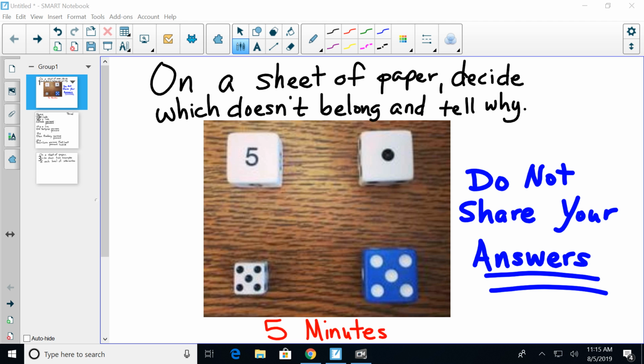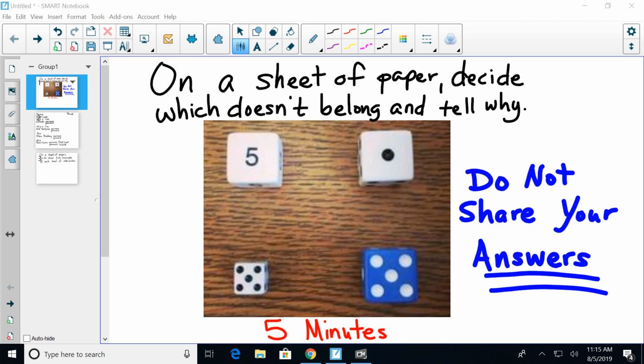Yes. What second one? You got a top, you got a bottom, you got a left, you got a right, you got to be specific. What's wrong with the top right? Okay, so he says that the top right does not belong because it represents 1 and all the rest of them represent 5.